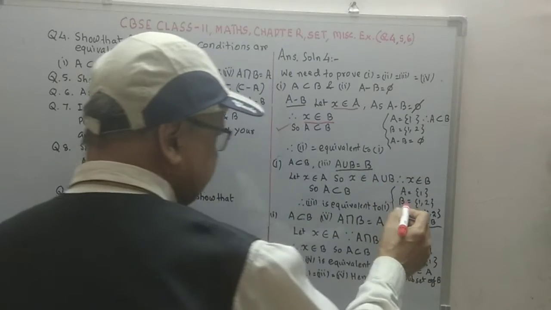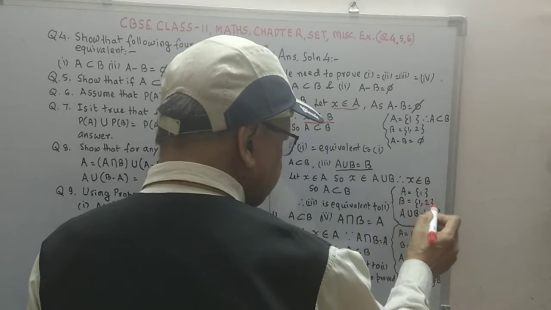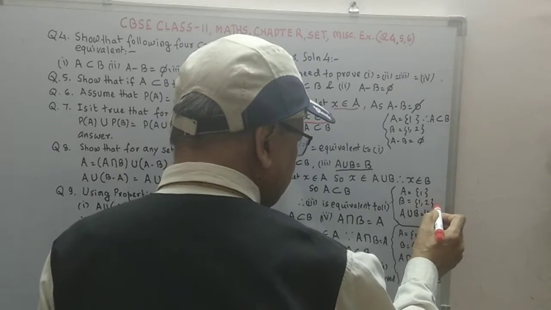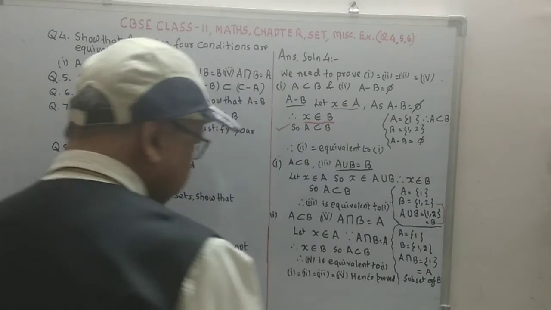Now for an example, A is 1, B is 1 and 2, A union B is 1 2, which is equal to B. So A is subset of B.